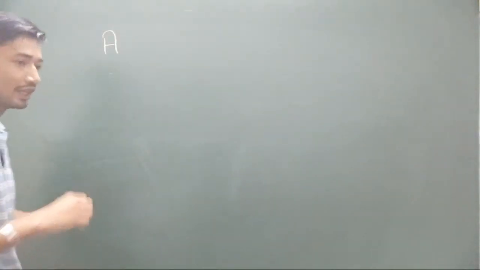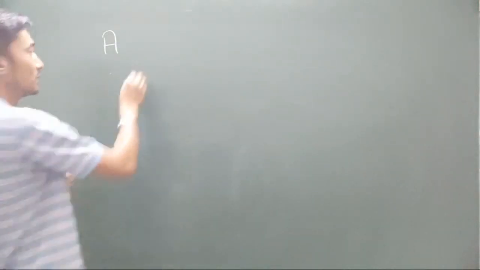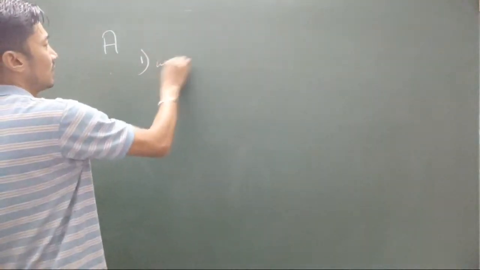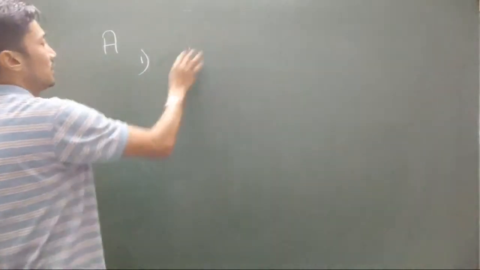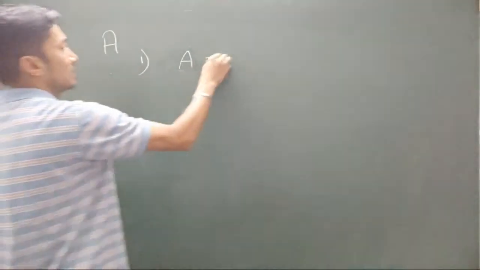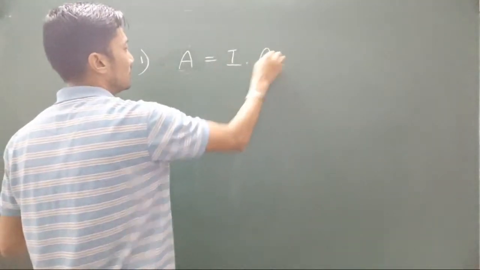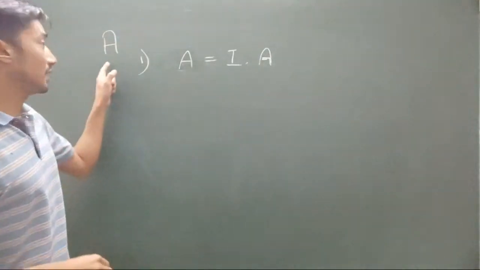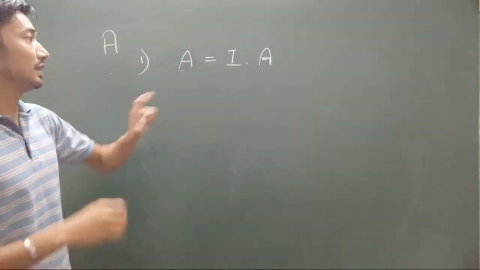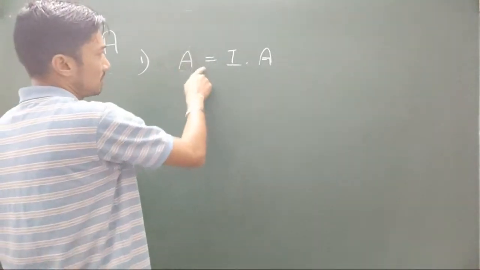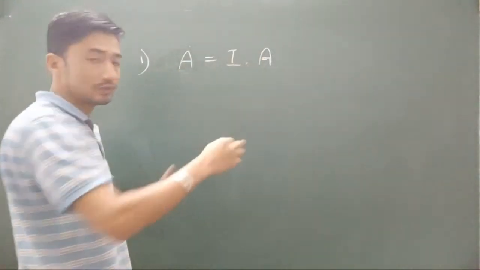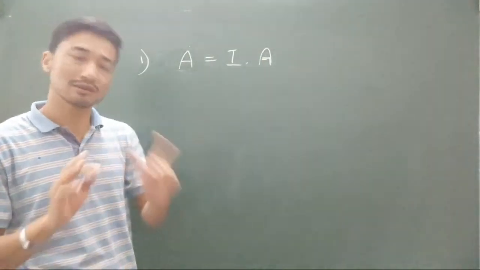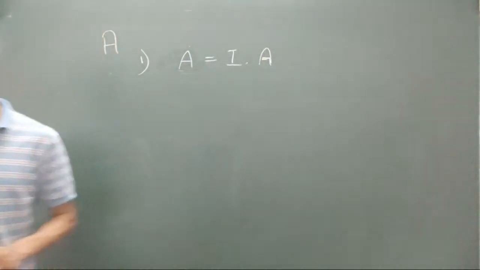If a matrix A is given to us, the first step is we shall prepare the matrix in this form. The procedure is important here. When a matrix A is given to us, I will write it in this form, that is A equal to I into A, where I is of the particular order, 2 by 2 or 3 by 3, given in the question.